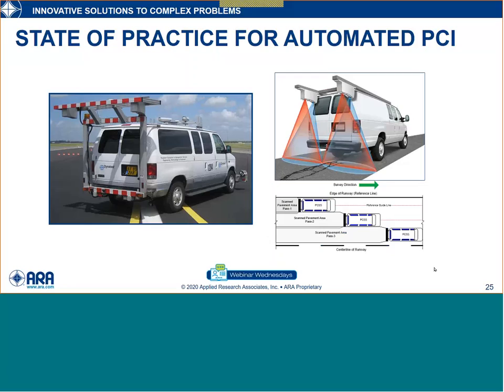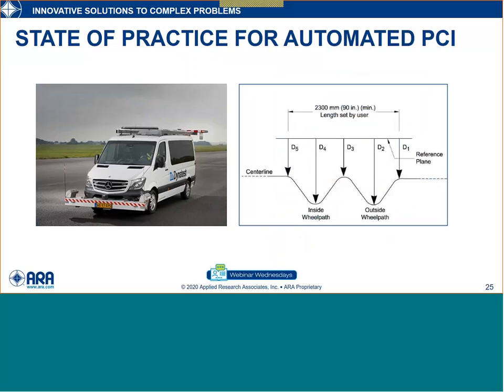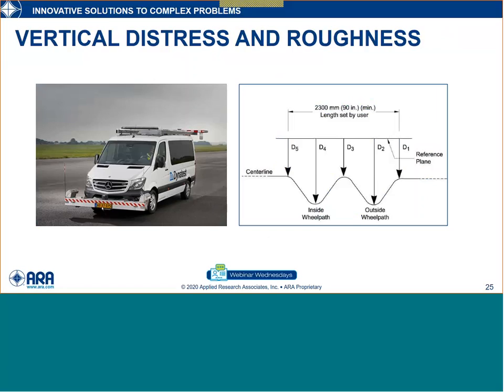How the LCMS works, you can see here, it's got two lasers, one that's pointed straight down and another laser that's at an angle, and that allows us to generate a three-dimensional image of the pavement surface. It also has on the front of the vehicle a laser bar, and that's going to be used to measure the pavement profile or the roughness of the pavement.